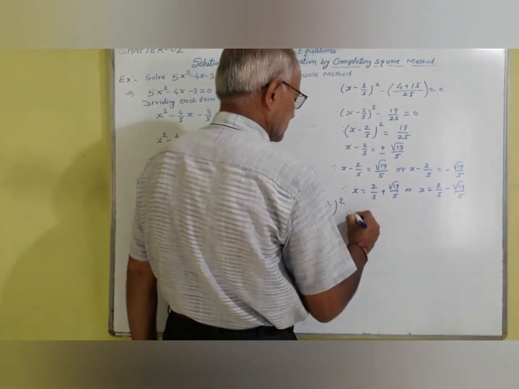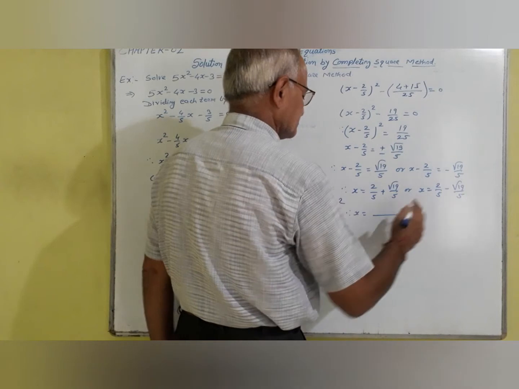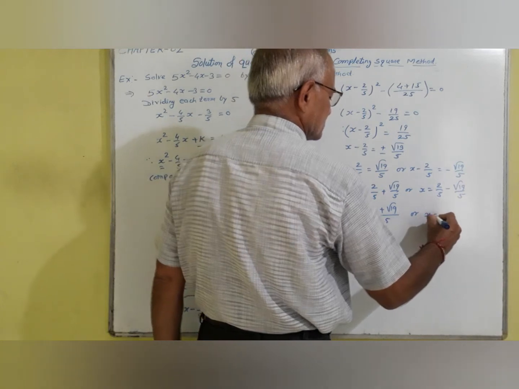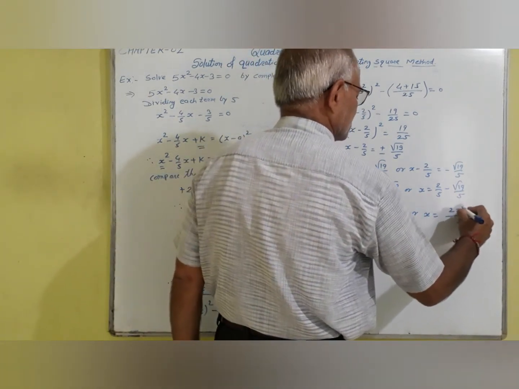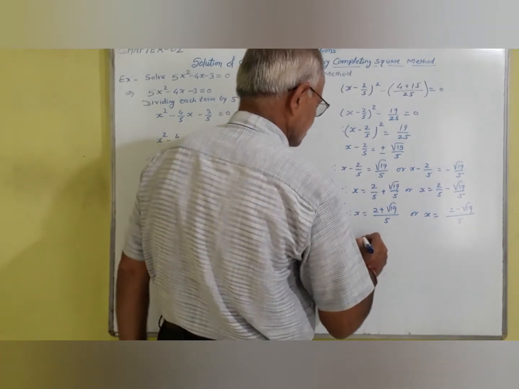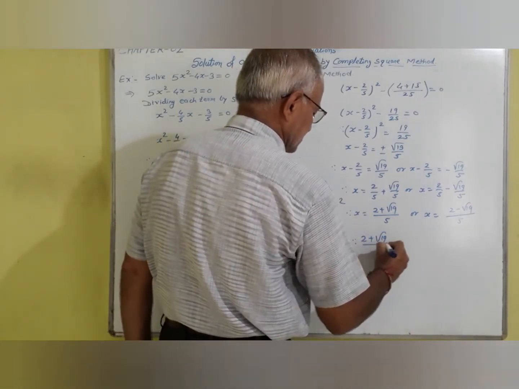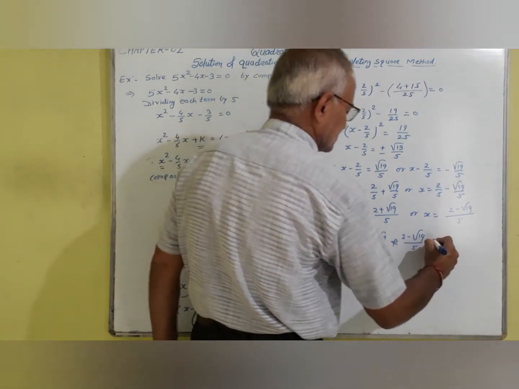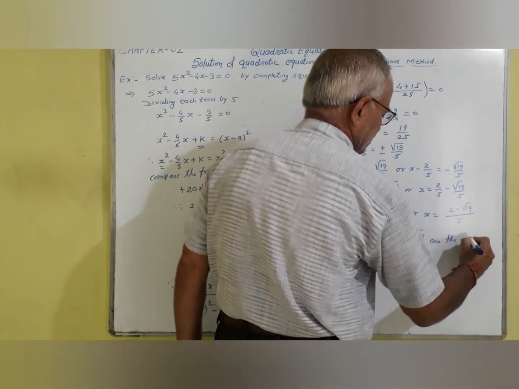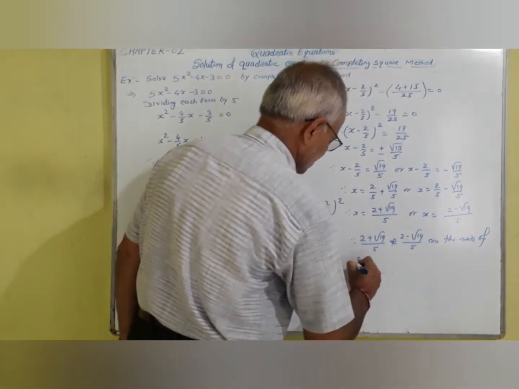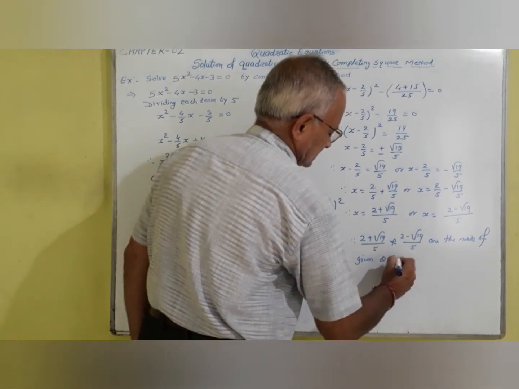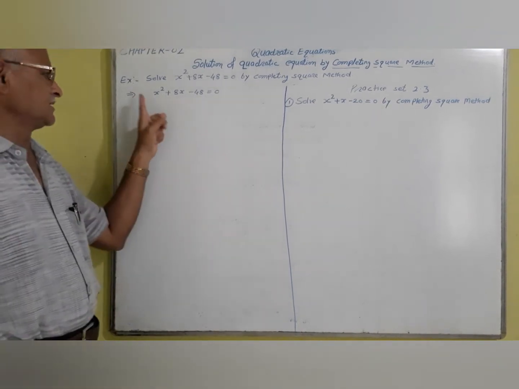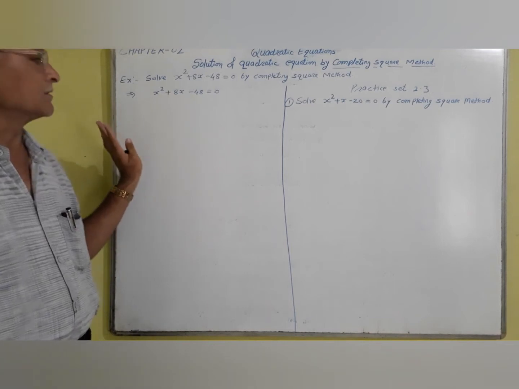Therefore, x is equal to, here the denominator is the same, it is 5, (2 + square root of 19)/5, or x is equal to (2 - square root of 19)/5. Therefore, (2 + square root of 19)/5 and (2 - square root of 19)/5 are the roots of the given quadratic equation. The first step is to make the coefficient of x square as 1. In this example, it is given to you as 1, therefore it is no problem.